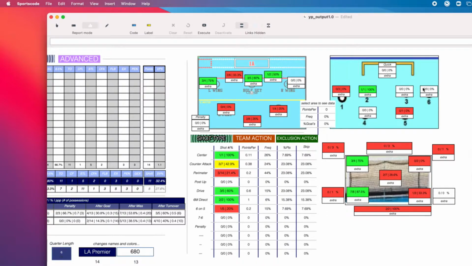If you look here on the 6 on 5, really the one spot was the shooter. They had 3 of their shots. But if you see, they had a few shots that were missed all over, and part of that is the couple extra saves that the LA Premier guy had.